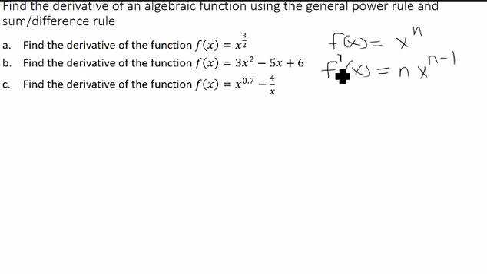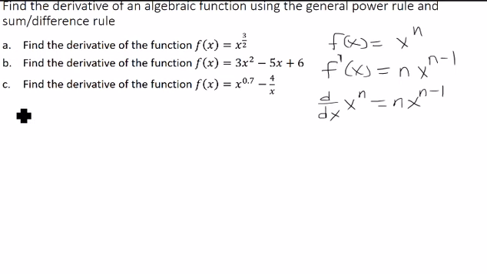This one is the prime notation. The other notations are the Leibniz notation and Newton's notation, the dot notation, so many different notations. So sometimes you might see something like d over dx of x to the n equals n x to the n minus 1, which is also the same as this one. So notations are notations, but we have to know how to find the derivative of a function.